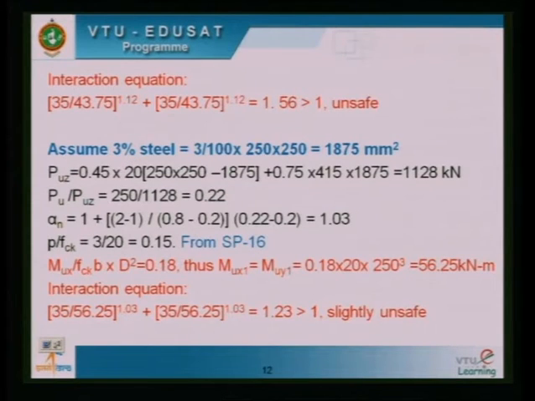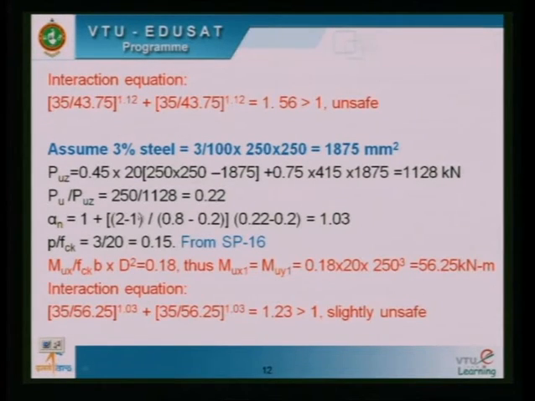So go to one more percentage like 3%, check whether it is okay or not. Probably it is going to be okay, otherwise one more check with still increasing the steel, you will be able to do the design. Now corresponding to this 3%, your Puz, you need to substitute only 3% of steel here, which is nothing but 3 upon 100 into 250, 1875. So you can see the substitutions. So it is 1128 kilonewton. So therefore Pu by Puz works out to be 0.22.